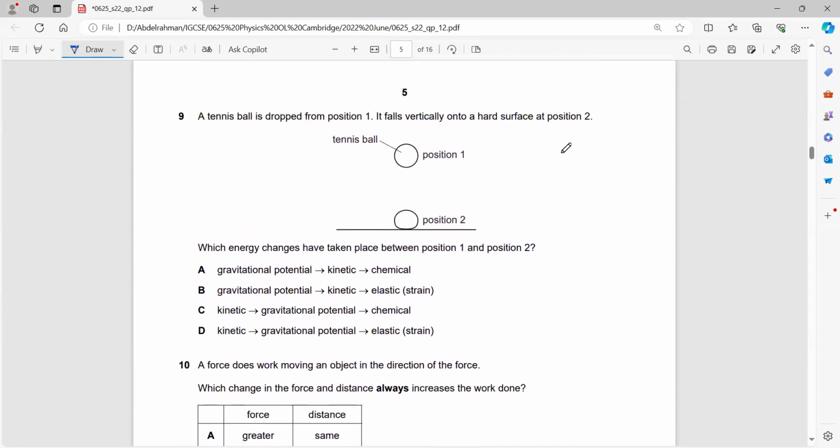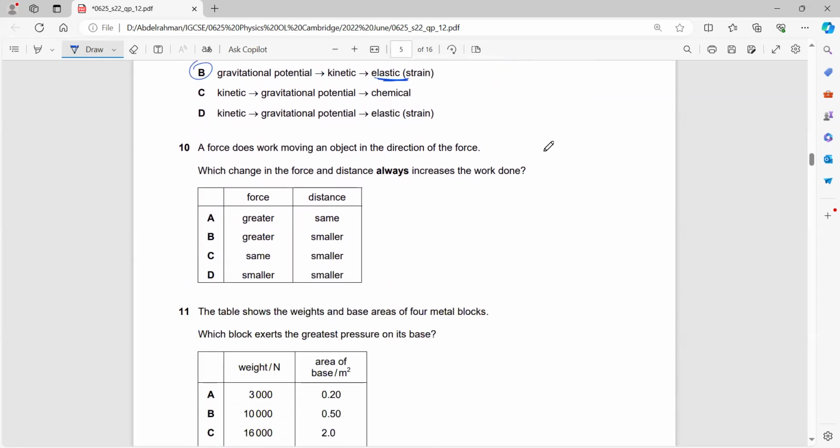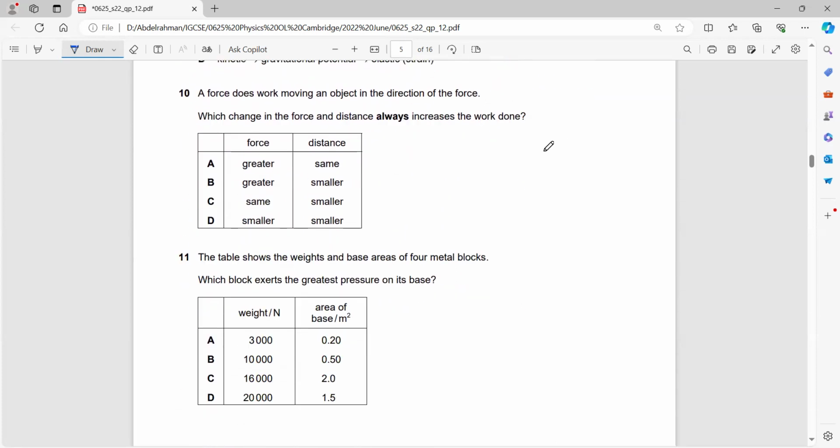A tennis ball is dropped from position 1. It falls vertically onto a hard surface at position 2. What happens to the energy changes? Initially, it had gravitational potential energy. As it falls down, it has kinetic energy. And then as the shape changes, what happens? Elastic or strain energy.